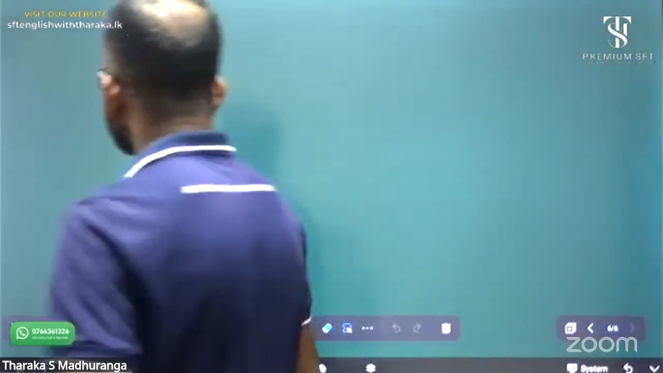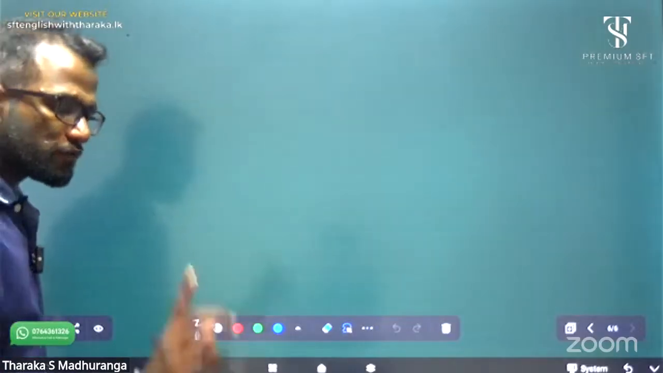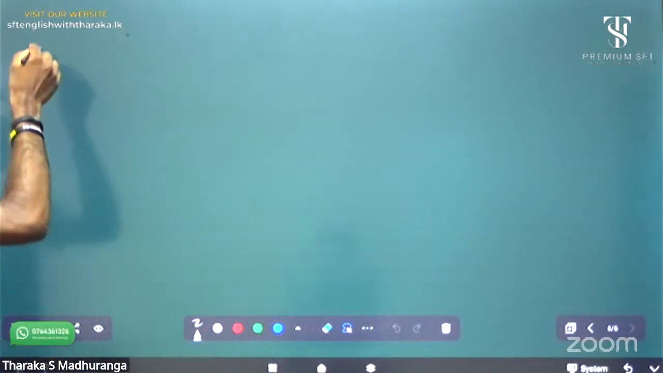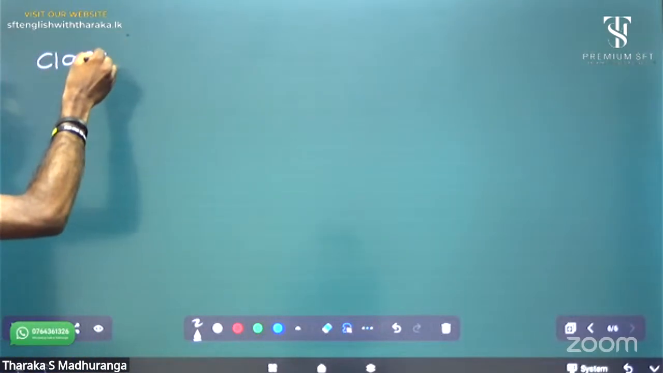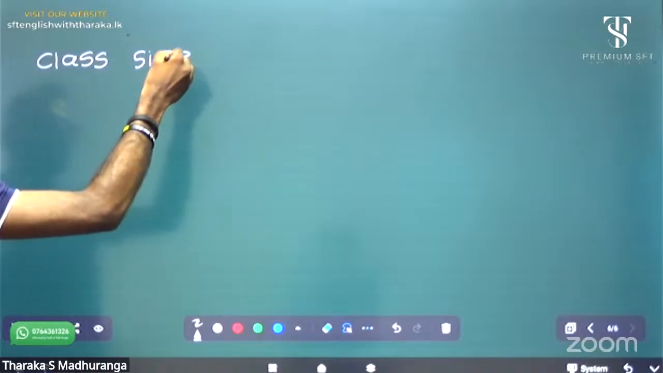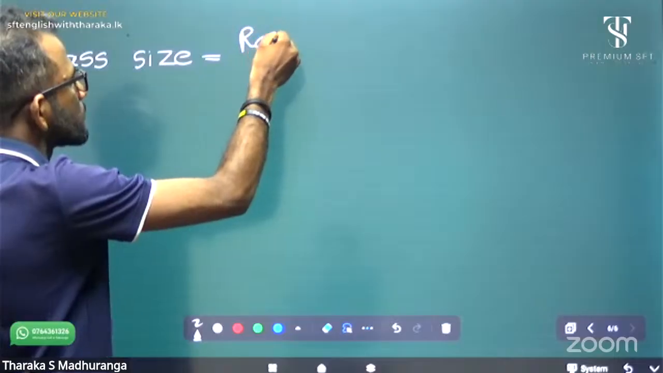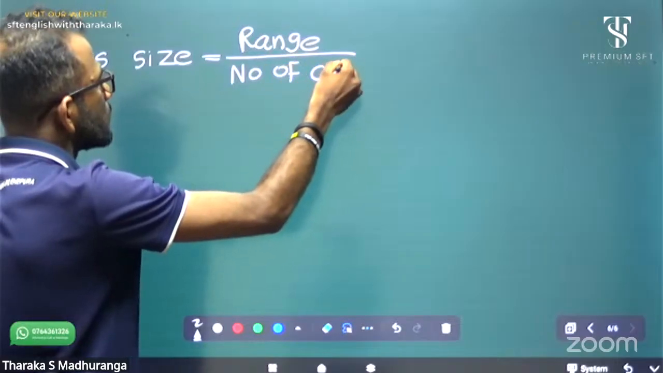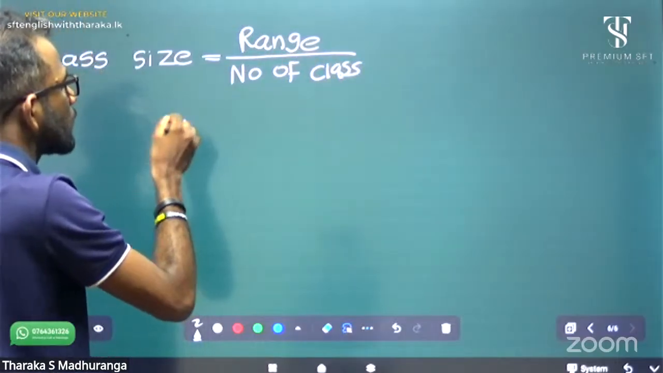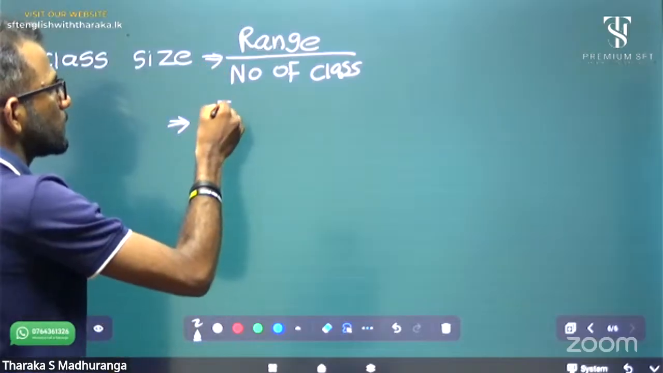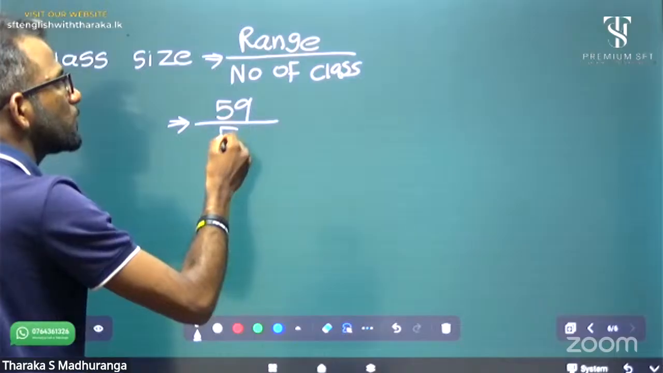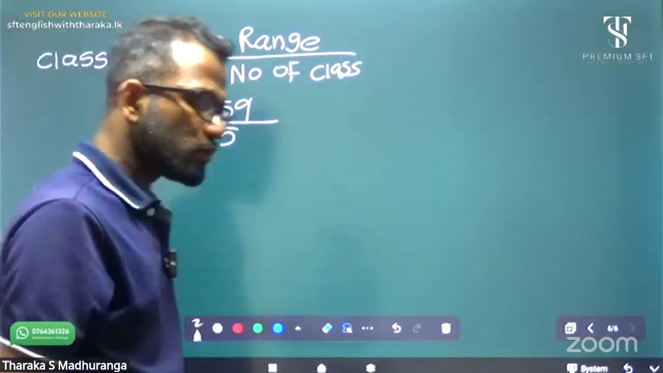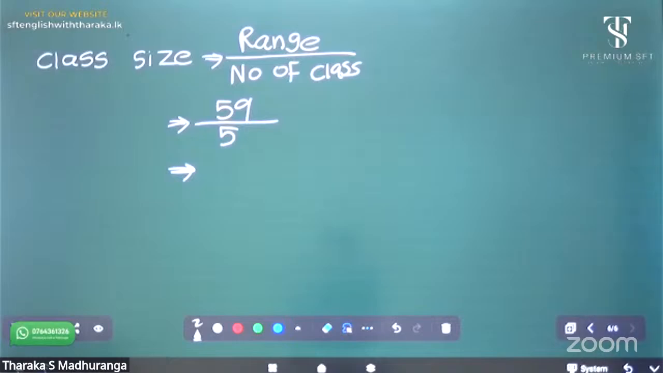This is the question now. Okay, what is your first step? Calculate the class size. How do we calculate the class size? What's the equation? Range over number of classes. What is the value of the range? 59, as I got previously. Number of classes is 5. 59 over 5. What is the answer?